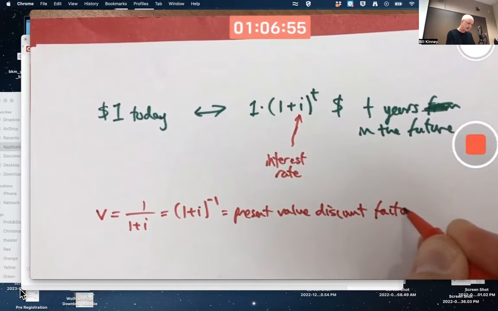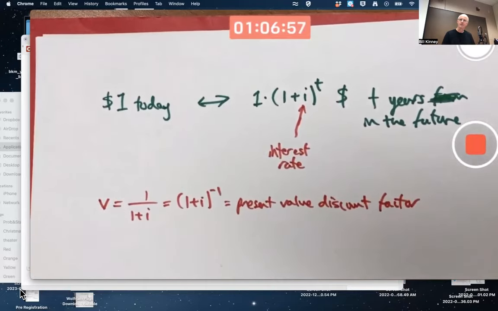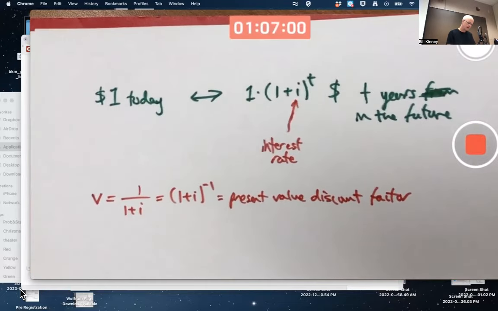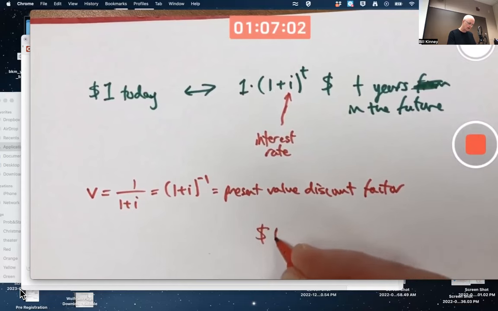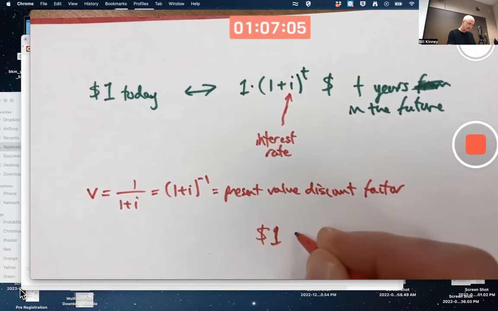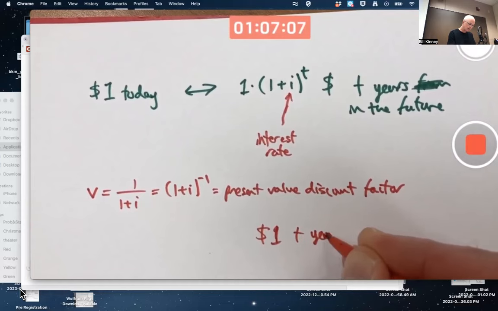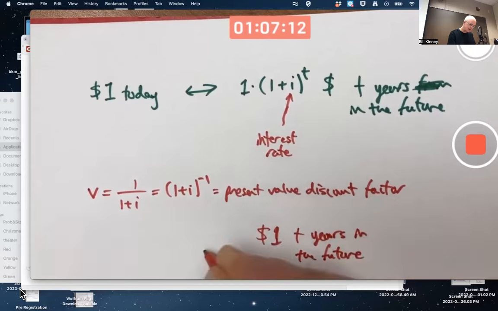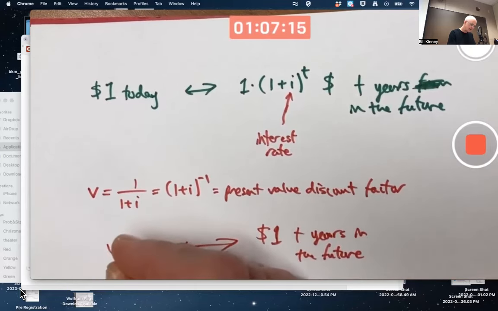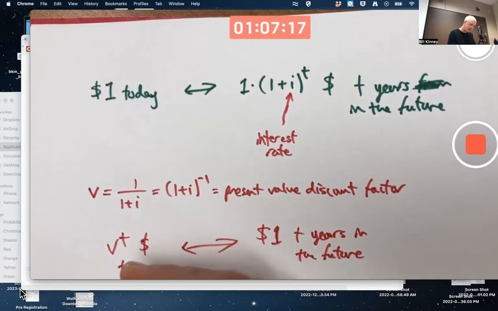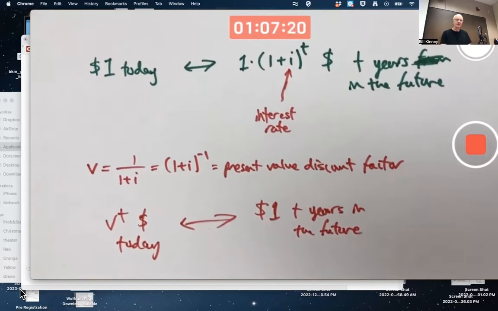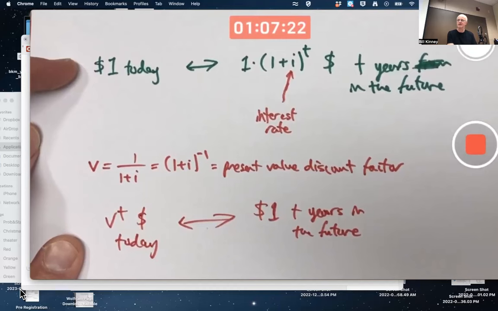And the final thing I'll say today is that you can think of this equivalence in another way. You could think of $1 t years in the future as being equivalent to v to the t dollars today. These two statements about the equivalence of these amounts of money are themselves equivalent to each other. They mean the same thing. There are different ways of thinking about it.